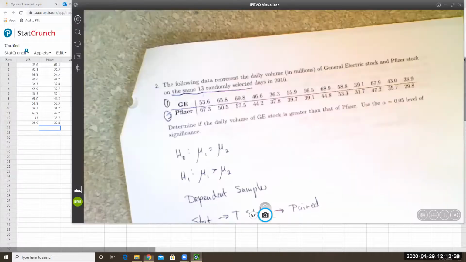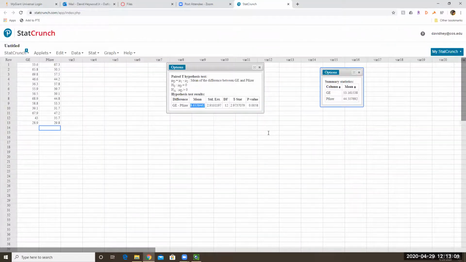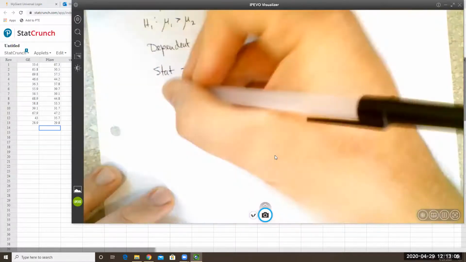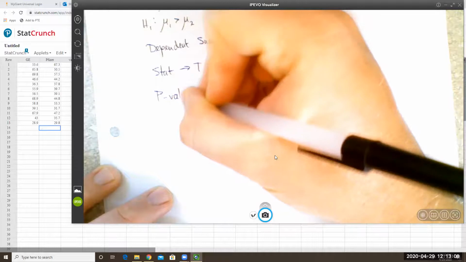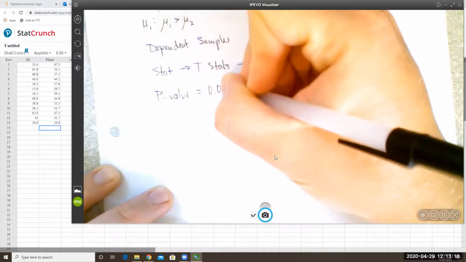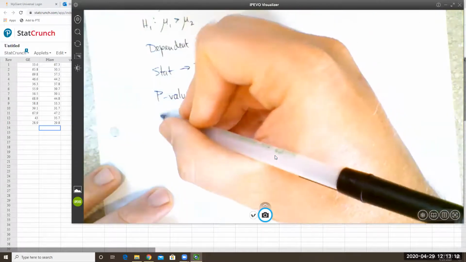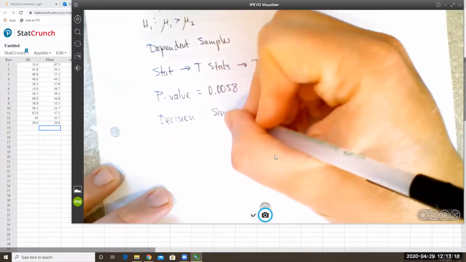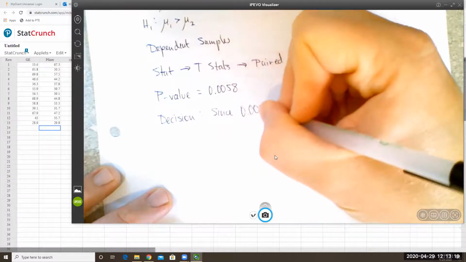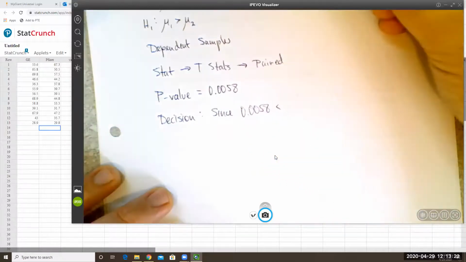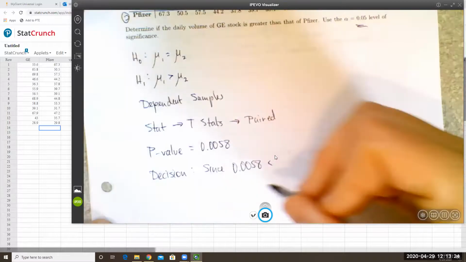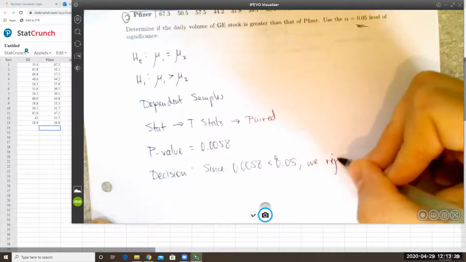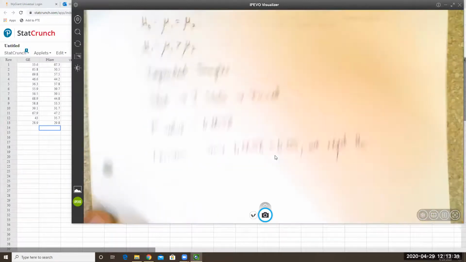Let's write this down. Oh wait, p-value is 0.0058. That's the most important key piece of information. So all right, so p-value 0.0058. Okay, since 0.0058 is less than 0.05, we're going to reject the null.